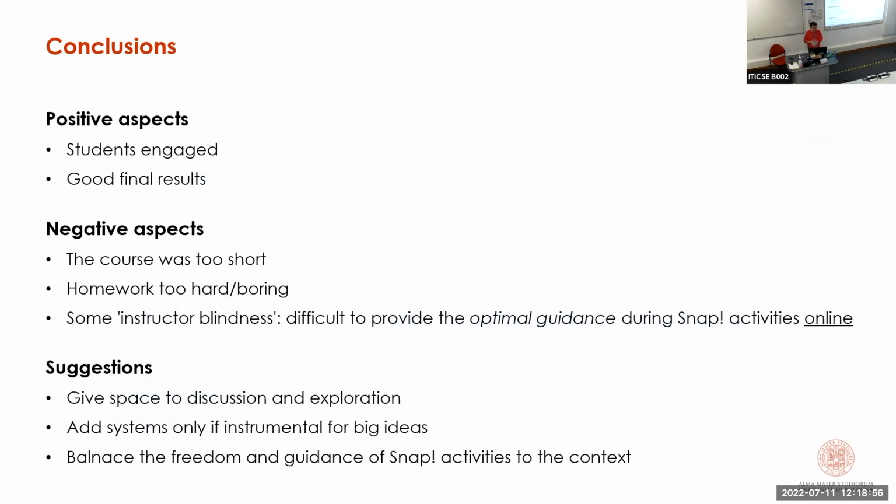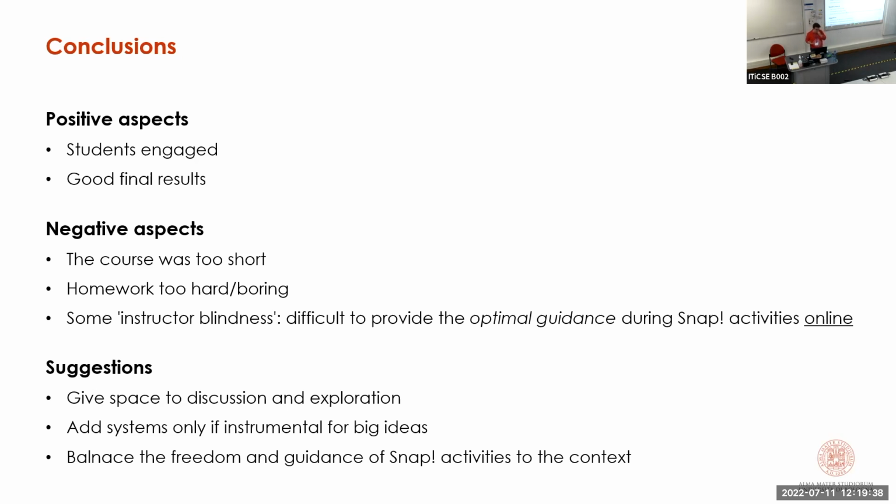Okay. So to conclude, positive aspects. Of course, the students were very engaged. We had good final results. From a negative point of view, also students said that the course was too short. So I don't know if this is a negative aspect, actually, because they liked it a lot. The homework otherwise seemed to be hard and boring. And we had experienced quite a lot of instructor blindness. We couldn't see their screen while they're doing the Snap activities because we were online. Some people never talked, and so we never came to help them. We were not able to provide for every student, for the weaker student in particular, an optimal guidance during these specific Snap activities.